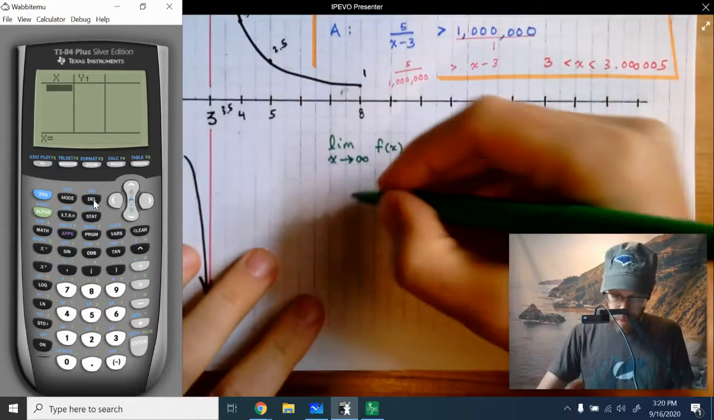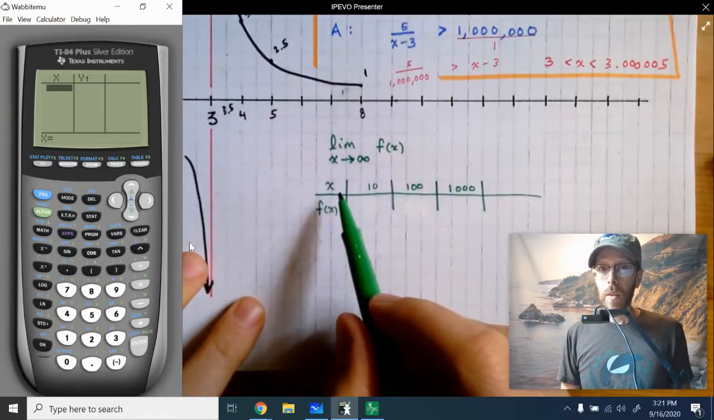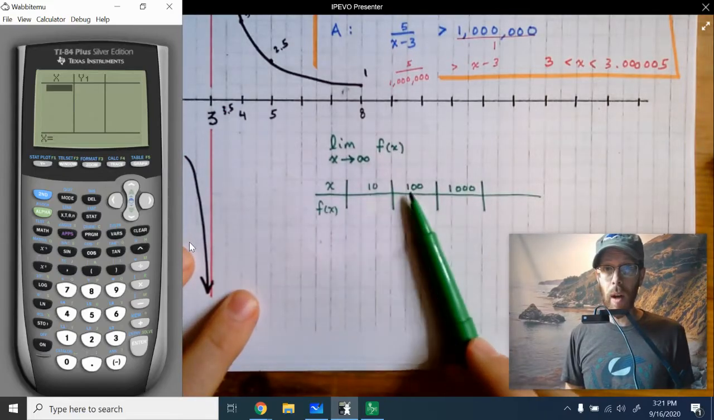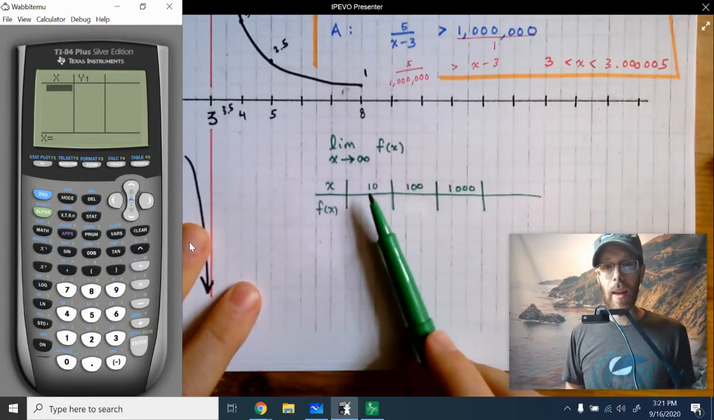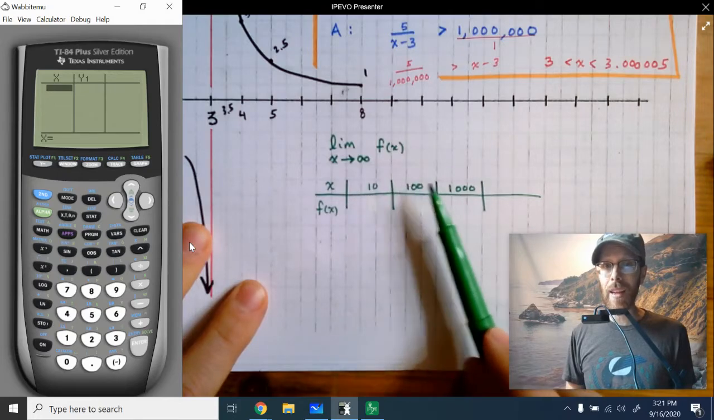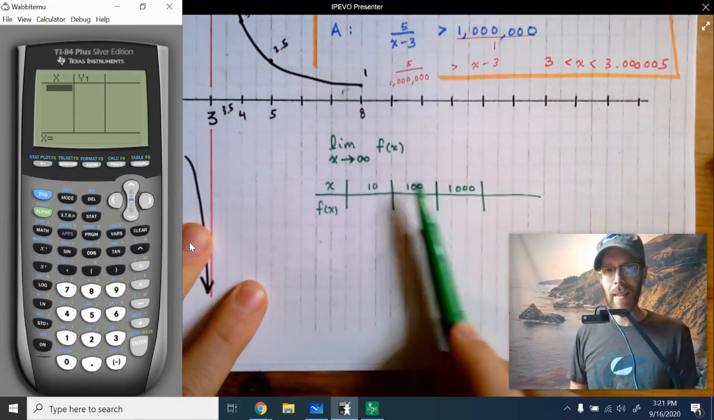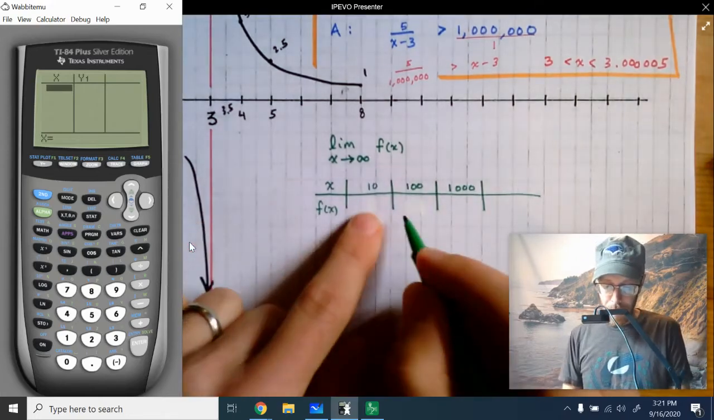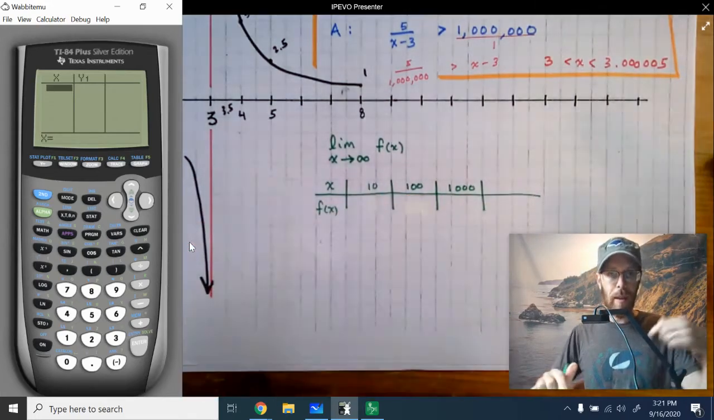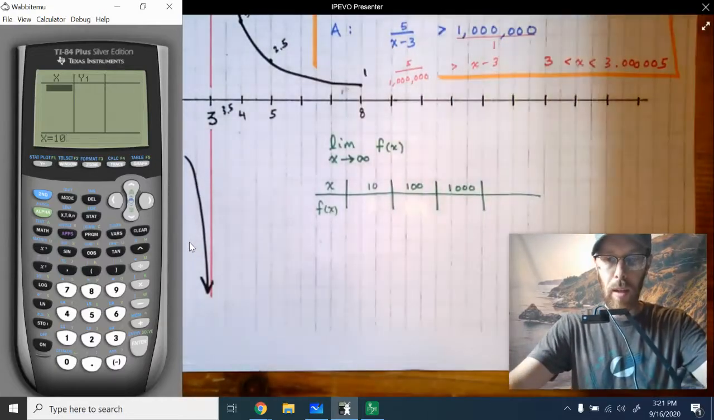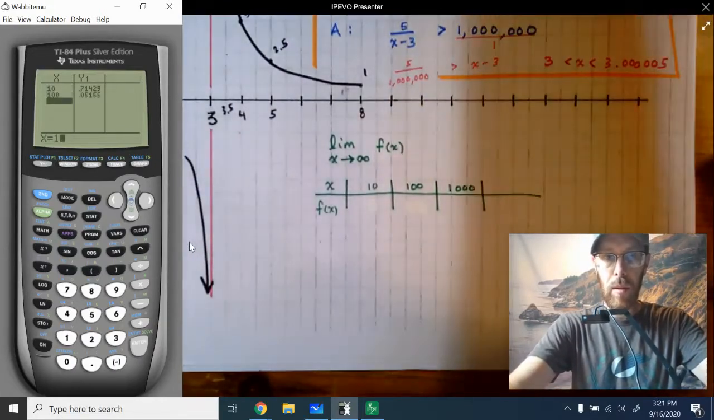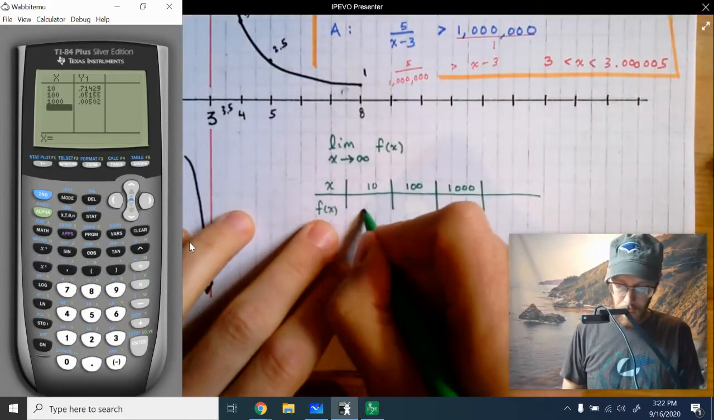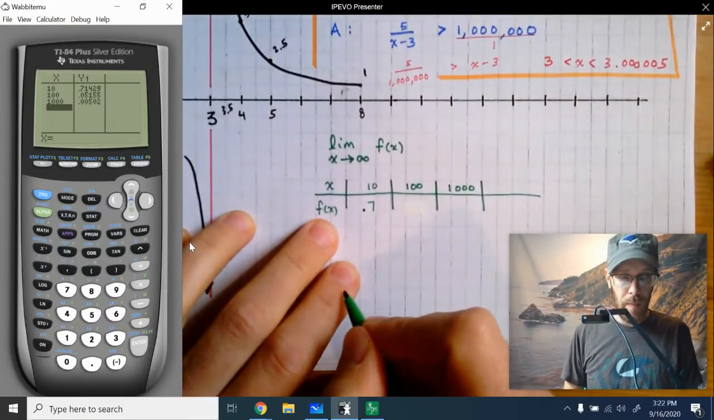Well, I think it would make sense to build a table here again. So I'm going to make a table. And in this table, I'm going to put in the values 10, 100, 1,000. So what it looks like is we are making the x value 10 times as big. That's a sensible thing to do when you're moving towards infinity. And then I'm going to put these 3 x values into the calculator now. 10, 100, 1,000.